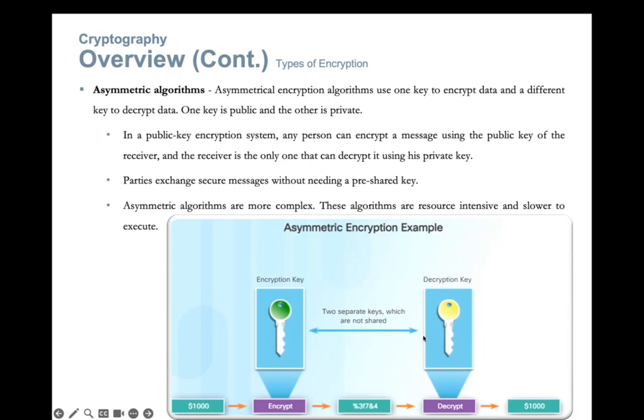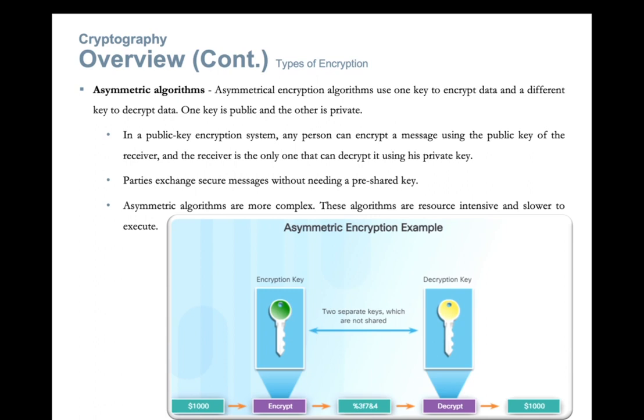The asymmetric algorithms are more complex compared to symmetric algorithms, and these algorithms are resource intensive and slower to execute.